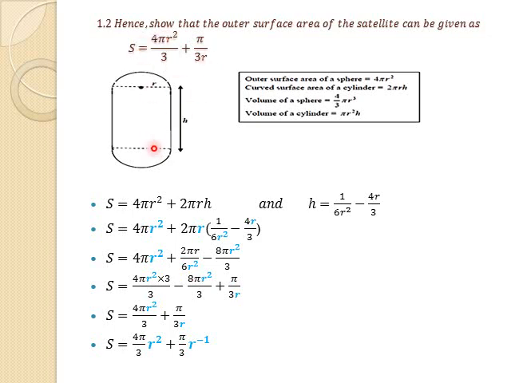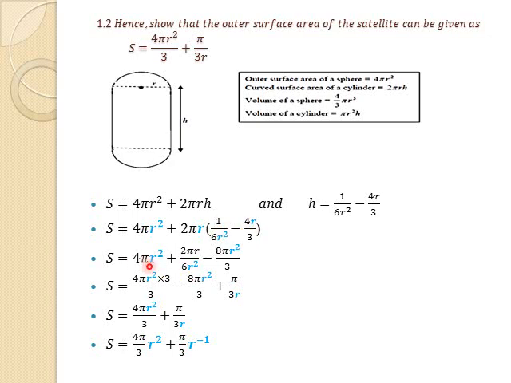For my surface area, it's going to be 4 pi r squared for the outer surface area of the sphere, those two hemispheres put together, and the curved surface area of the cylinder, 2 pi rh. Take note, I don't have the circle part of the cylinder. There again, I have two unknowns, r and h. So I have to substitute the equation of h, which we found, 1 over 6r squared minus 4r over 3, in the place of h.